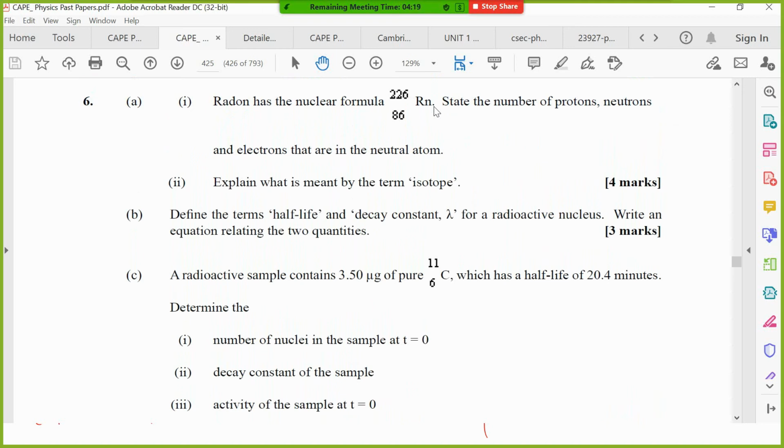Sir, question, sir. Go ahead. For C, the 11 over the 6 right there, sir. Mm-hmm. What would that be again for the carbon? Yeah, so the 11 is the molar mass, which is the atomic mass. The 6 is the number of protons, or the atomic number.